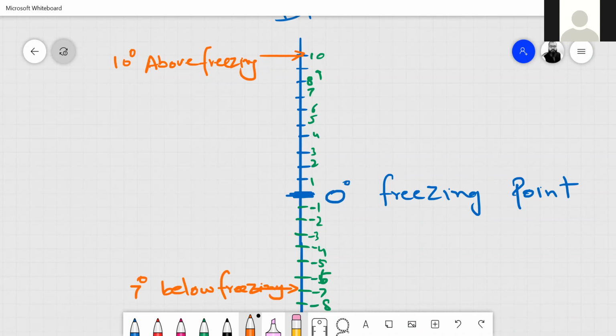Number 3: 3 degrees below zero. So that point will come here, minus, down, three. Yes, down. 3 degrees below zero. Number 4: 5 degrees above zero. 5 degrees, it's above, up. Zero. Plus 5. Plus 5.